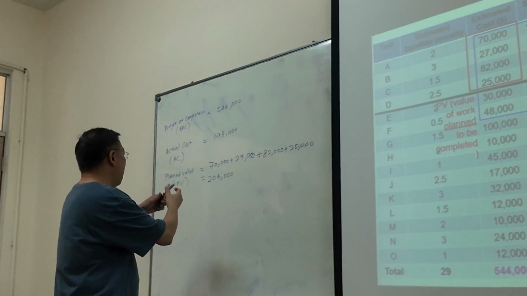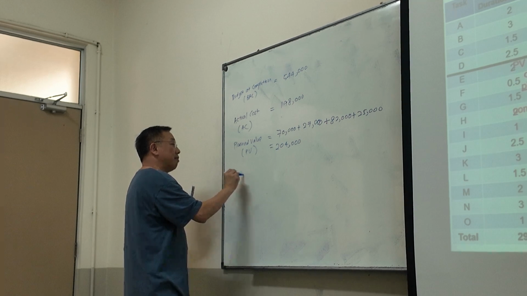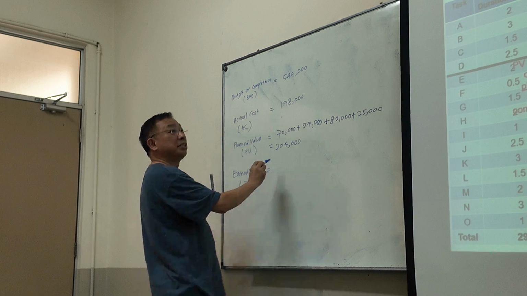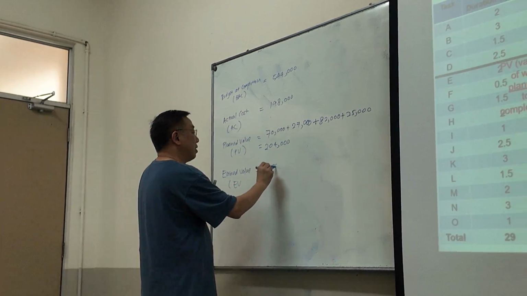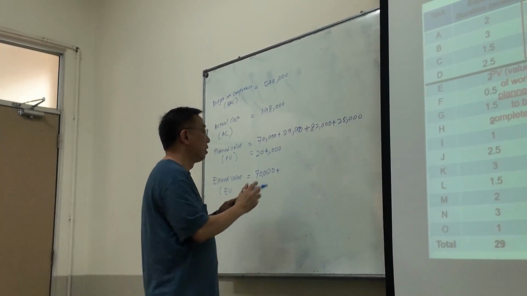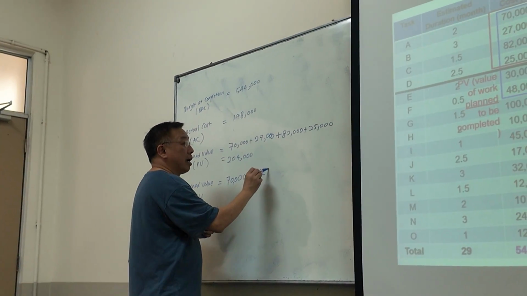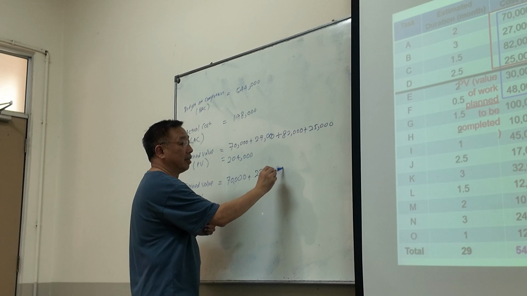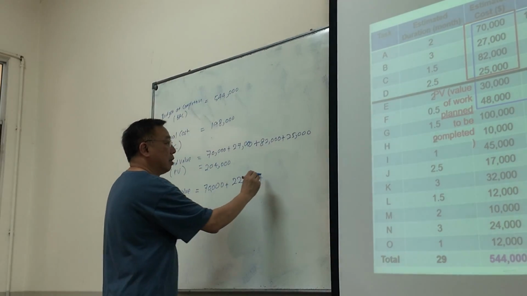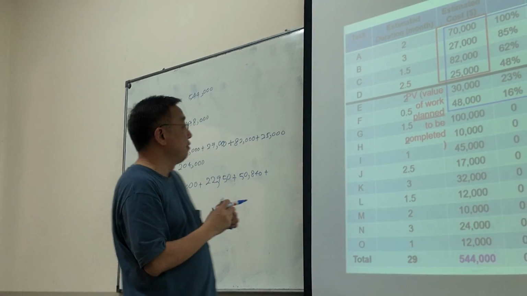So can somebody help me? I'll start writing down. You can help me start calculating with the calculator. So EV. The first one is easy lah. The first one is 70,000. What's the second one? What is 85% of 27,000? 22,950. Okay, the third one, 62% of 82,000. 50,840.